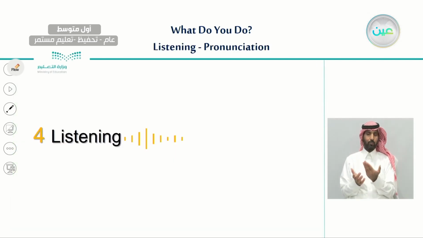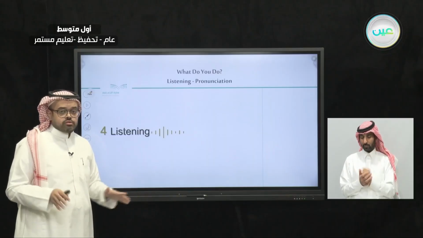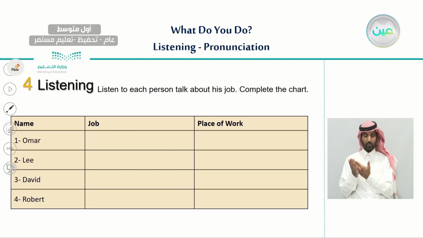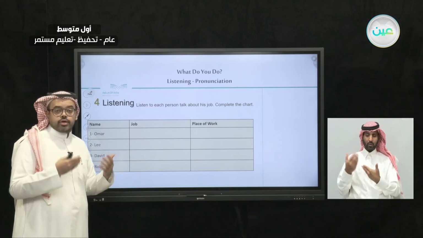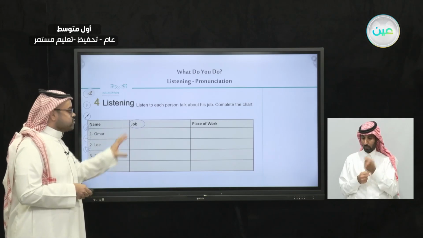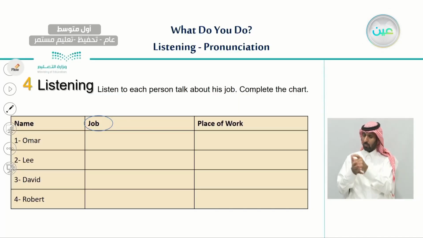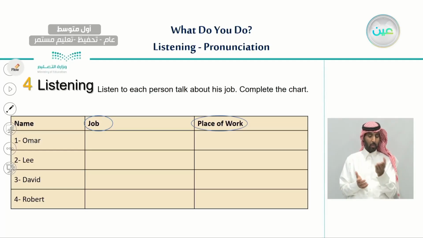Now, on page 5, today we have an interesting listening exercise. So you will see a table like this. We're going to listen to 4 different people talking about something. And what we need to do is try to listen to what kind of job they do exactly, what each one of these people is doing, and also where their place of work is.